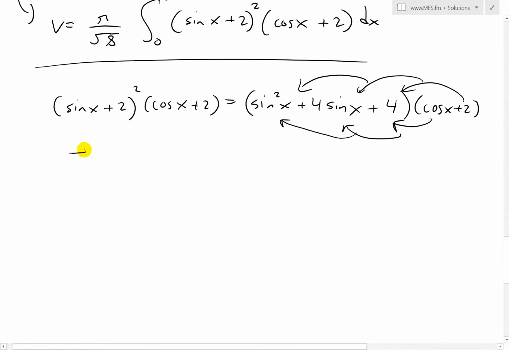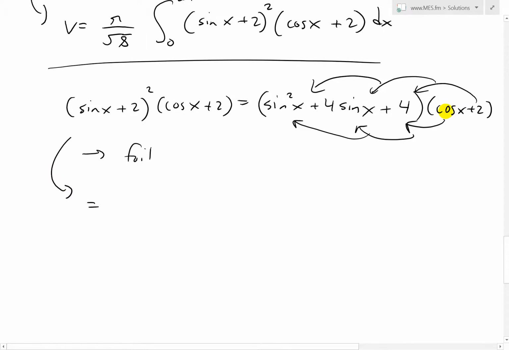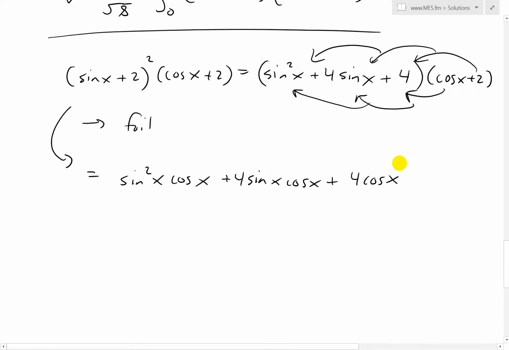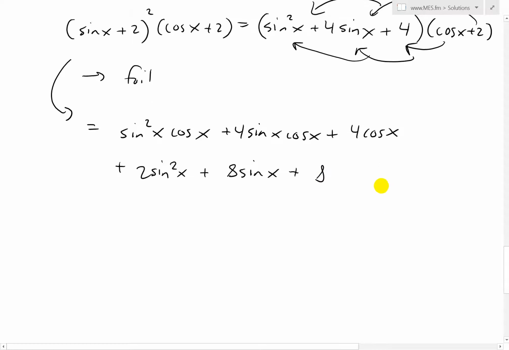So we're just going to FOIL. So this equals, further, sine squared of x times cosine x, and then we have 4 sine x cos x. Now we have 4 times cos x, and then plus 2 times sine squared x, plus 8 sine of x. Then plus 4 times 2 is 8.